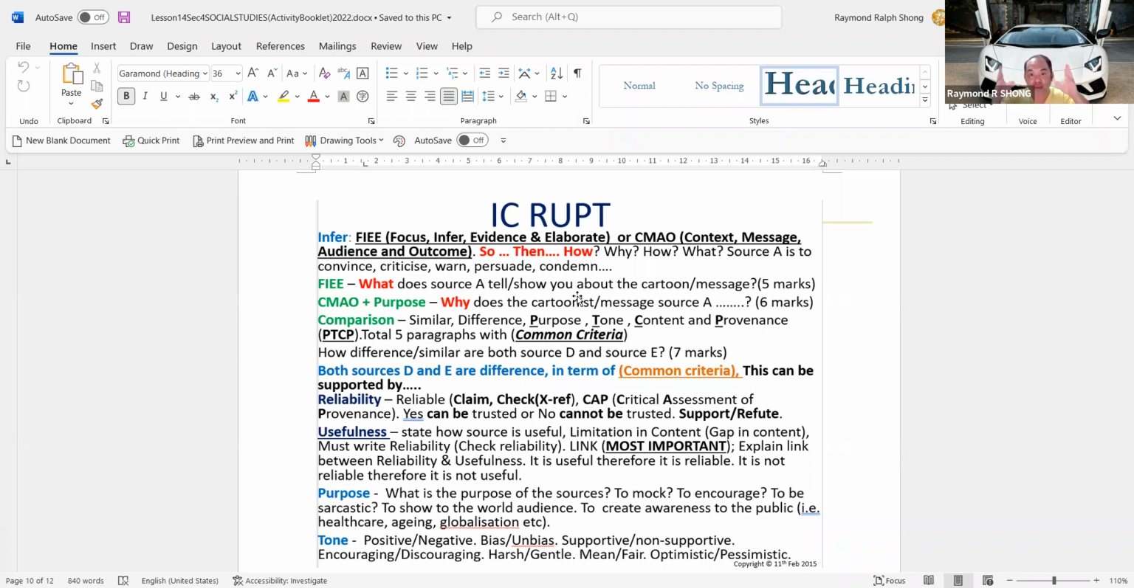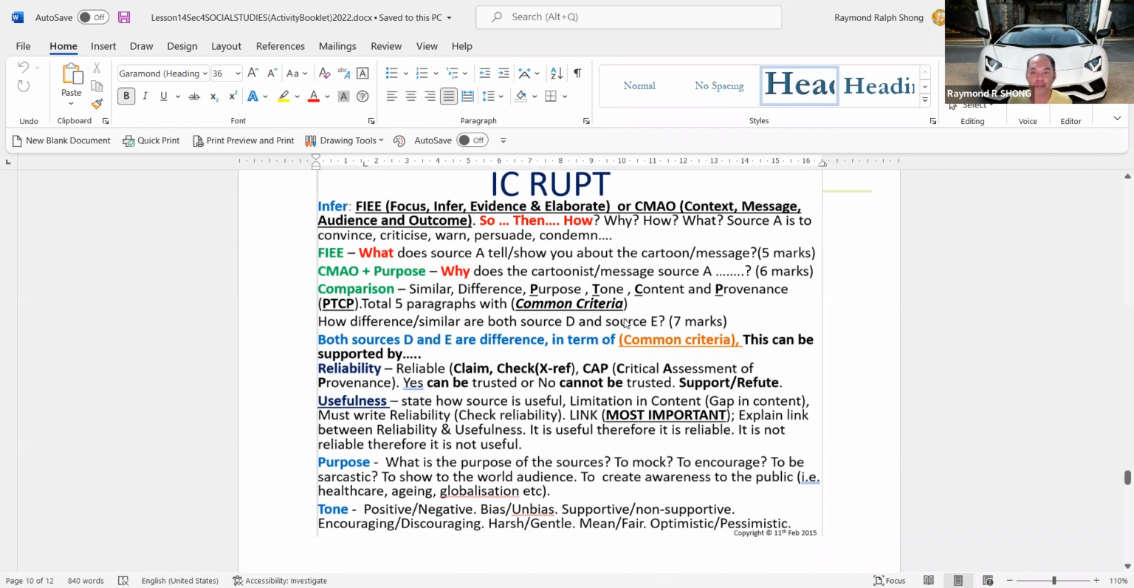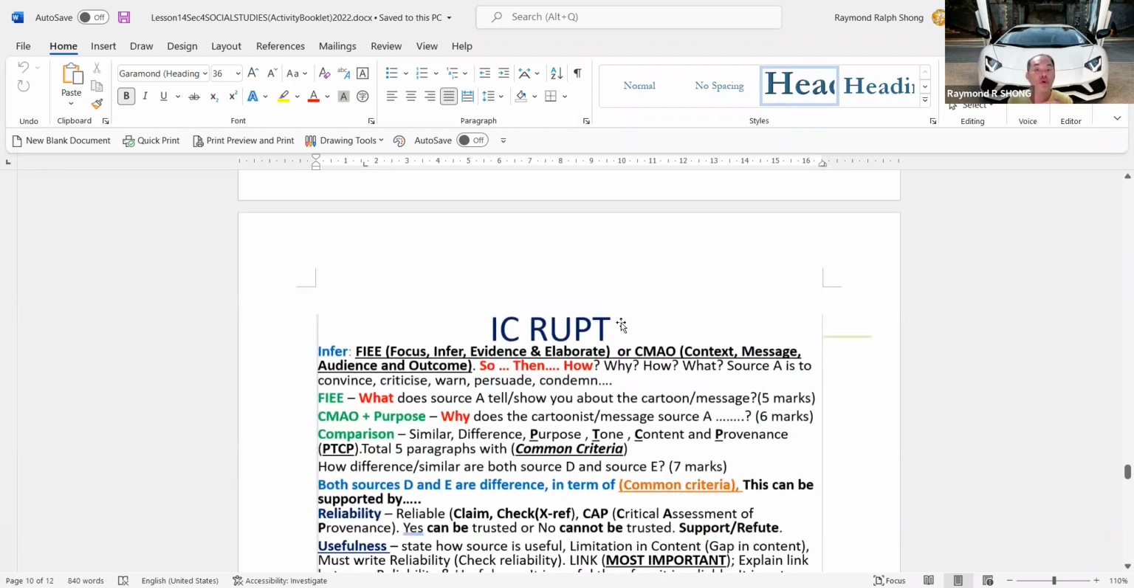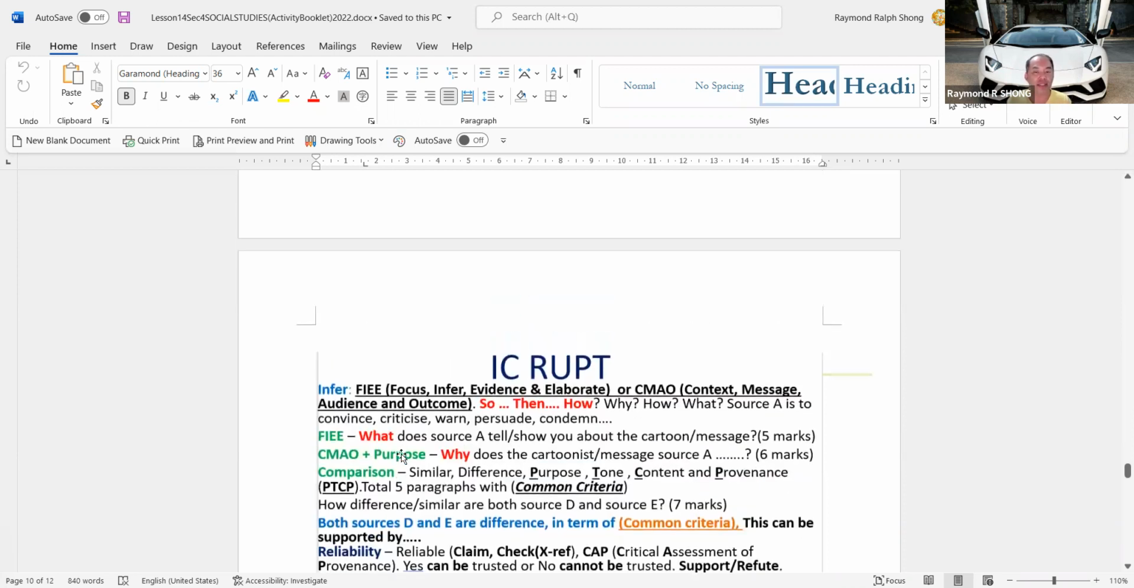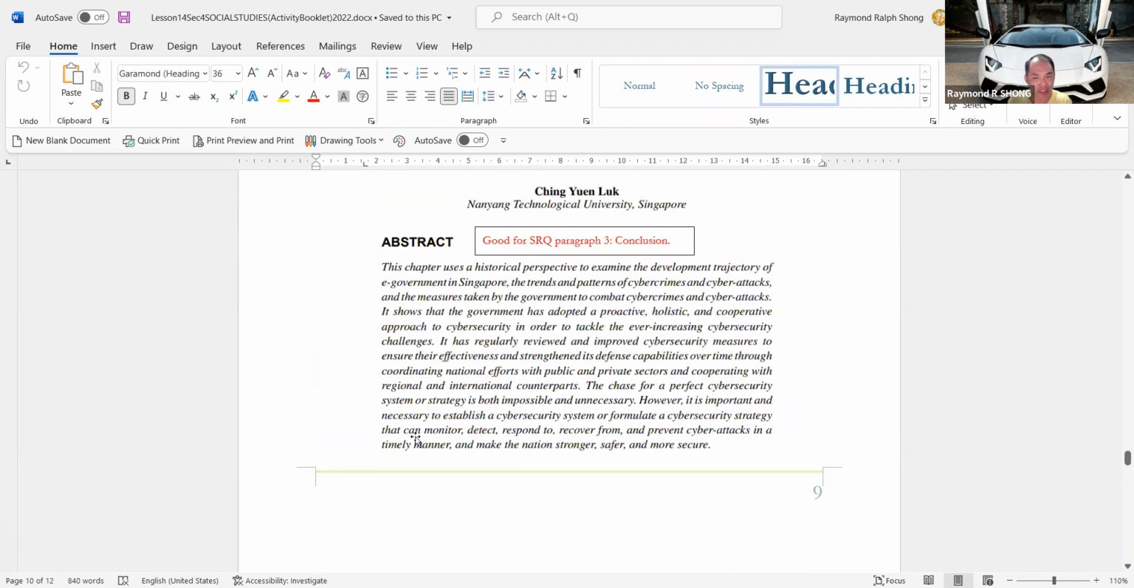You must remember, when I do my SRQ, regardless of assertion or reliability, I must compulsorily use this. Okay? Of course, Uncle Raymond will go through it one by one. I already covered the inference already. The next few lessons will be talking about the others, like comparison. And of course, assertion is the most important because it's 10 marks. So this is good for SRQ.